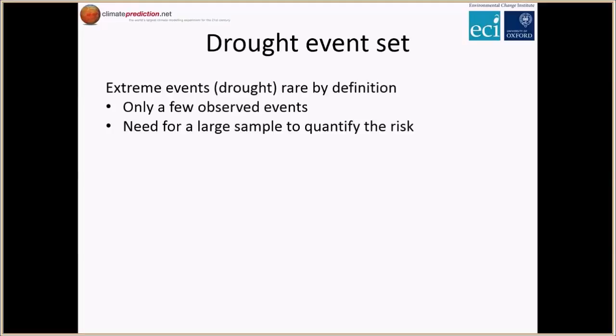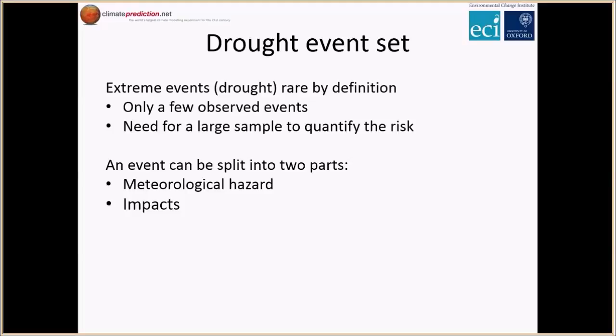that extreme events, including droughts, are rare by definition. So we only have a few observed events in the observational record, while we would need a larger sample to be able to quantify the risk.